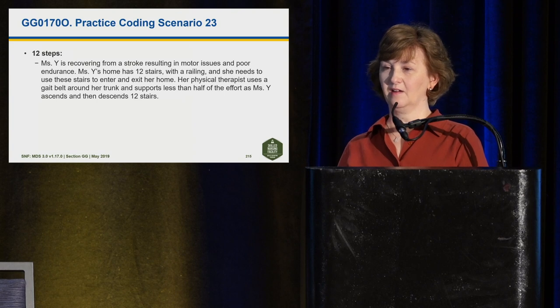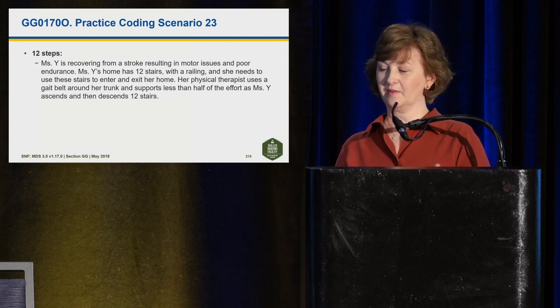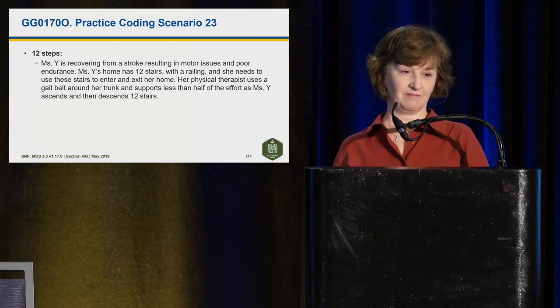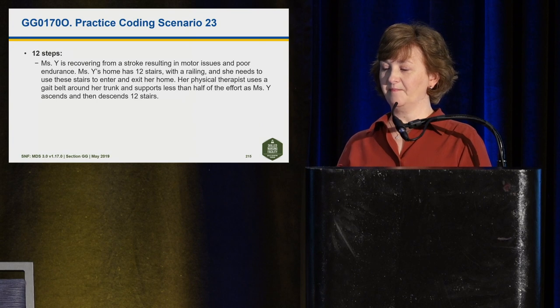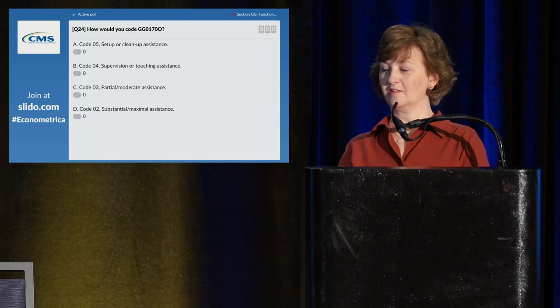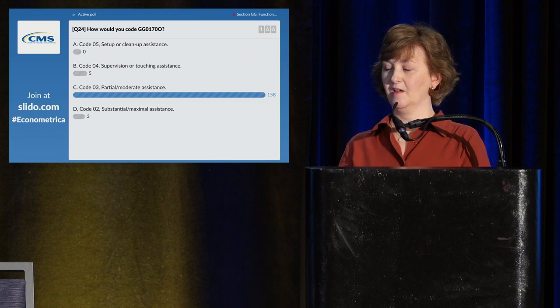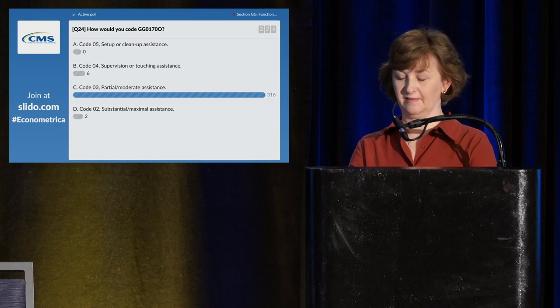So again, go ahead and pull out Slido as you're thinking about coding. The physical therapist, so in this case the helper, has a gait belt, so it does sound like there's lifting assistance going on, and then it's clarified in here that the therapist is providing support, but less than half of the effort as the resident ascends and descends the 12 steps. So the options for coding are, if you can get to Slido, 05 setup or cleanup assistance, 4 supervision or touching assistance, 3 partial or moderate assistance, and 2 substantial or maximal assistance.